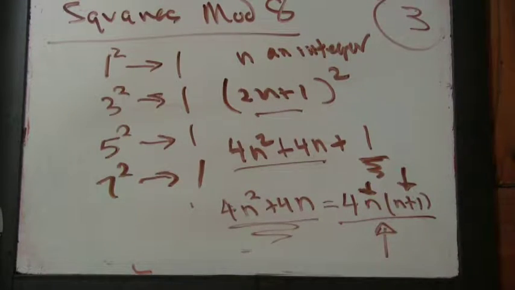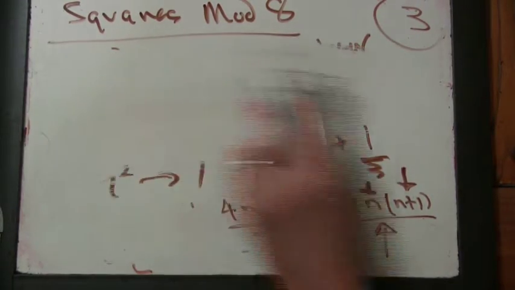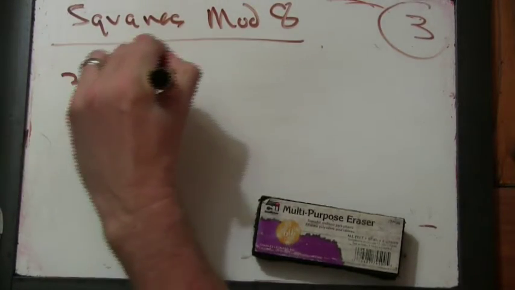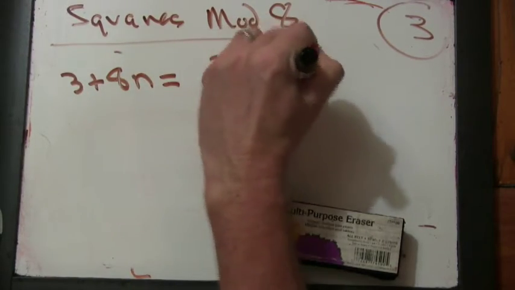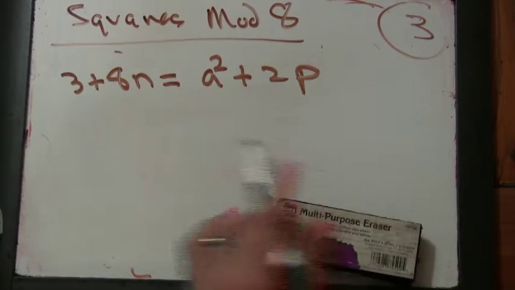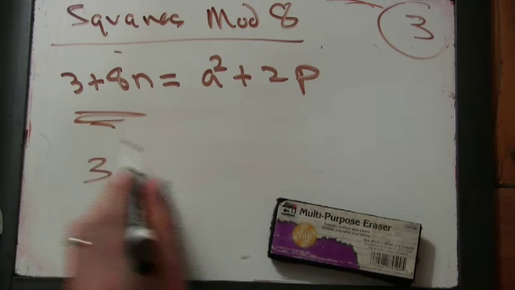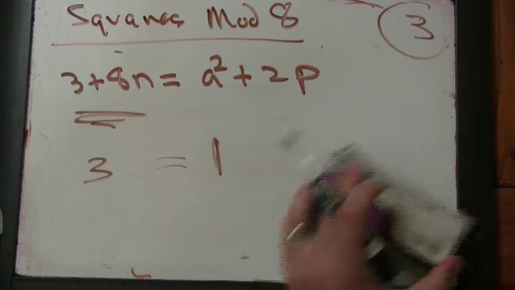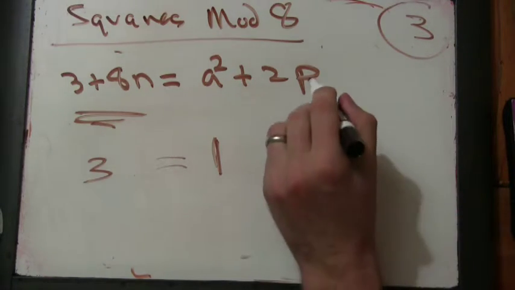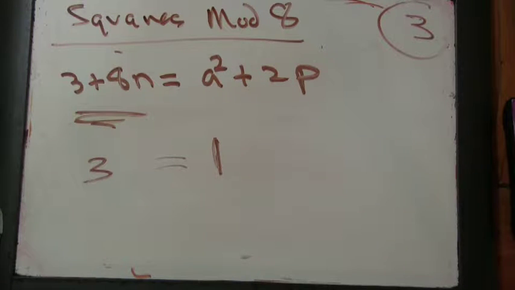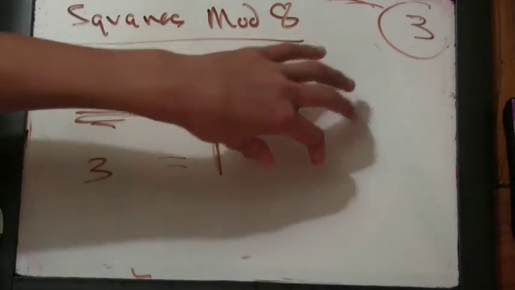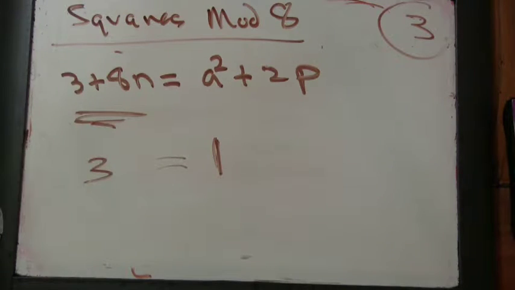Okay, so now we're trying to do 3 plus 8n plus 2 times the prime. Well, this side, when we looked mod 8, was always 3. When we looked mod 8 on this side, this was always 1. So my first question to you is, can P ever be 2? Well, no, because then you get a 4 mod 8. So 2p would be a 4 mod 8, and that's never going to equal your 3.